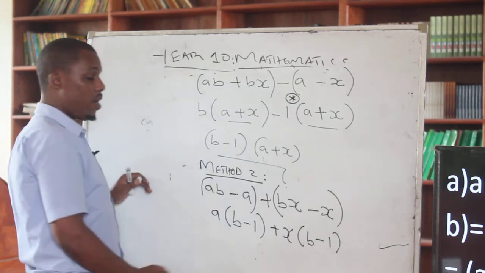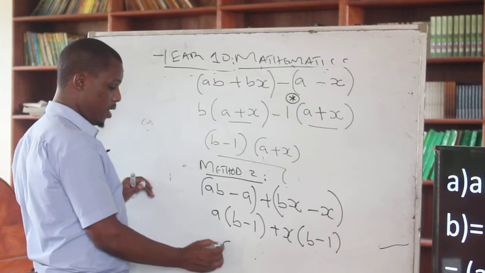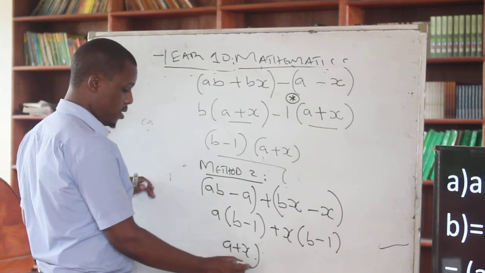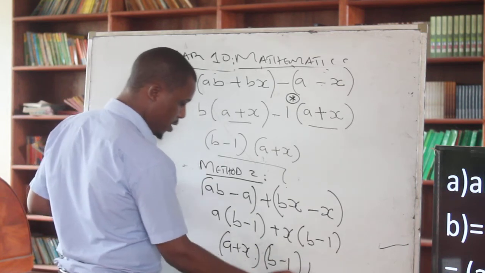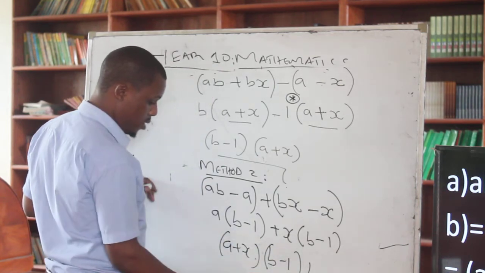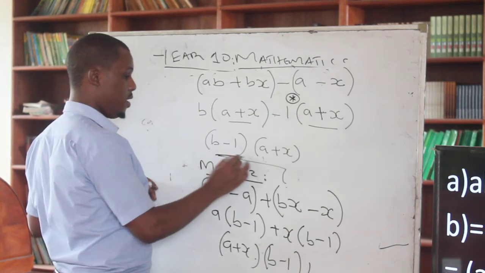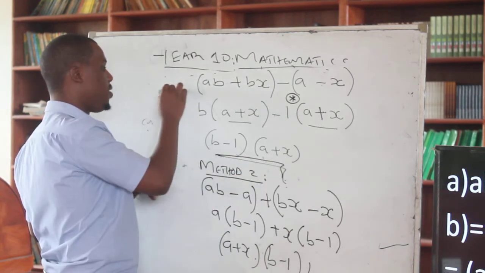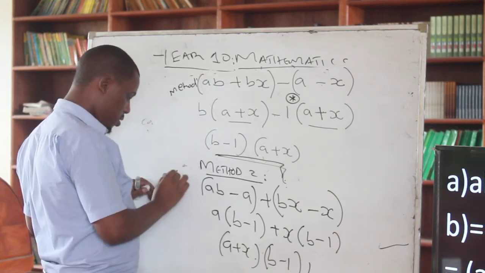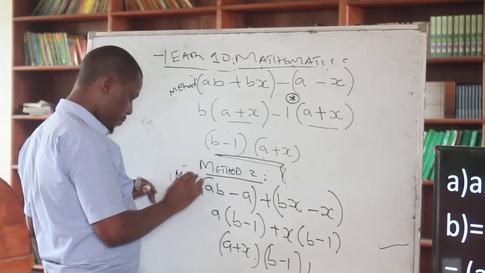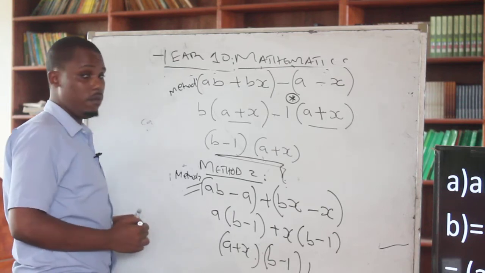So what is inside the bracket is common, so you can have our a plus x, then you can have our b minus 1. That's the concept we're talking about. So this answer serves the same purposes. So you can also do it with method 1, or you can also do it with method 2, depending on what you're going to be given.